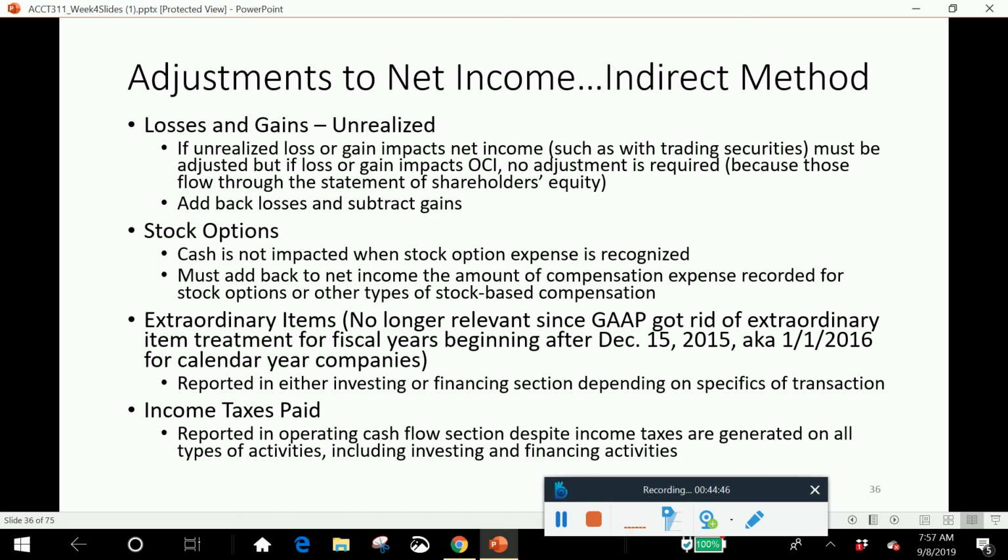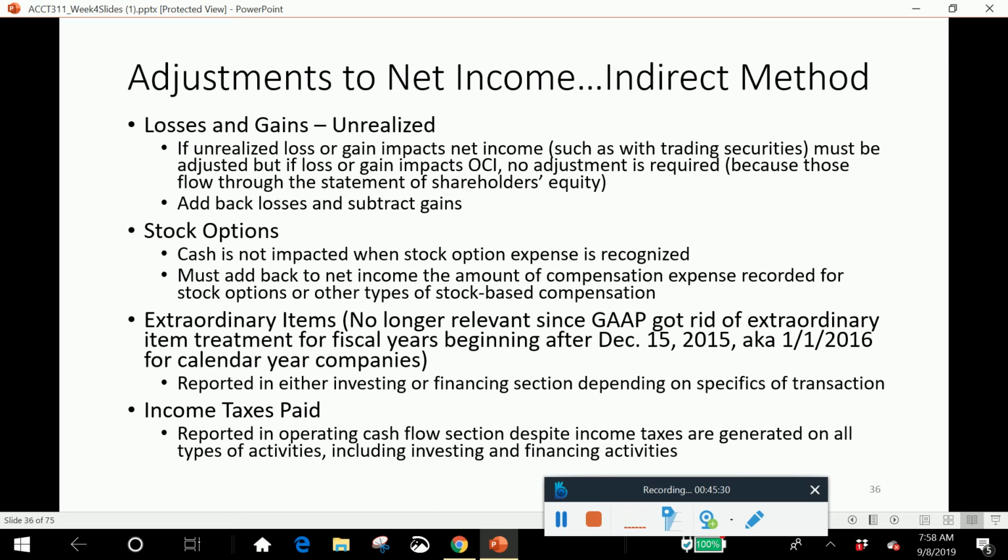Unrealized gains and losses. So if an unrealized loss or gain impacts net income, which we know that happens with trading securities, we must adjust that. But if the loss or the gain impacts OCI, no adjustment is required because those changes flow through the statement of shareholders' equity. Now, with that said, though, it's important to take into consideration any of that change in OCI to make sure that you're able to reconcile your changes in your statement of shareholders' equity accounts.